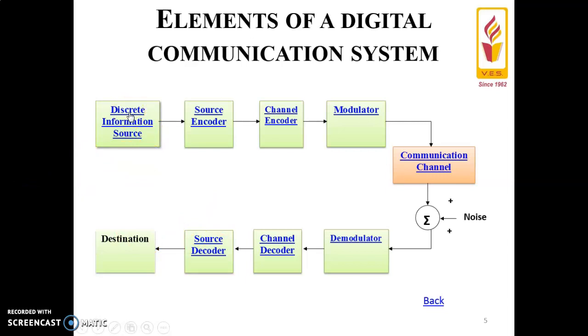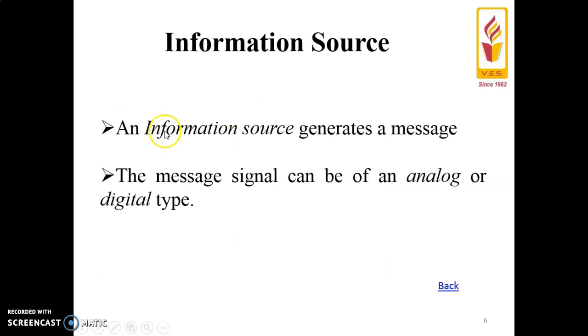The first element is discrete information source. What do you mean by discrete? Discrete means the information signal will be in the form of symbols, or it may be in the form of binary data like ones and zeros. So a discrete information source generates information signal in the form of discrete, that is the symbols or binary form.